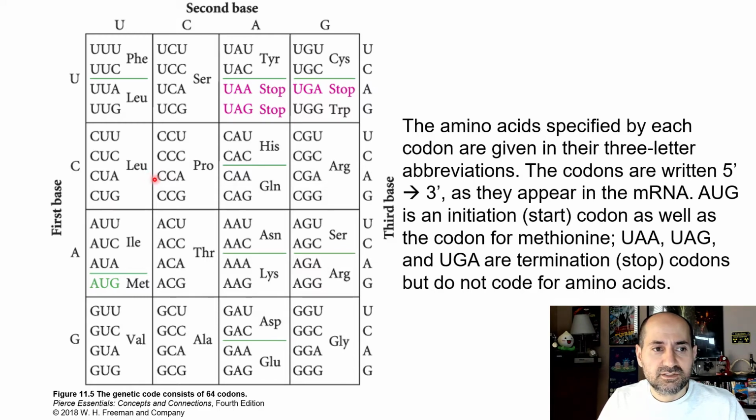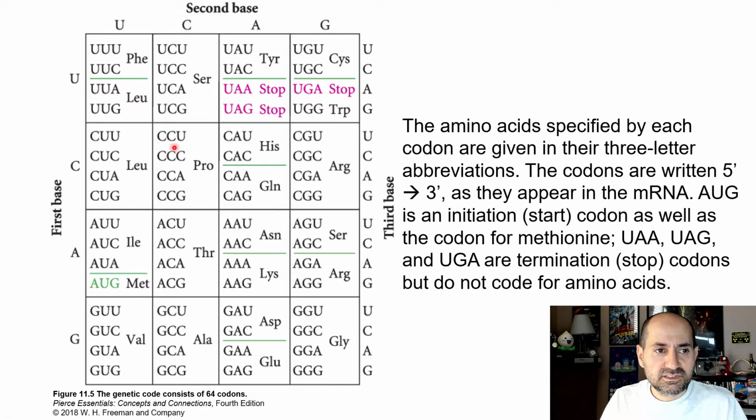Now, another thing about the genetic code is that although it's redundant or degenerate, it's not ambiguous. What does that mean? CCC only codes for proline. It will not code for anything other than proline. Does that make sense? There's no ambiguity here. CCC codes for proline, period. It's not going to code for leucine. It's not going to code for anything else. So although the genetic code is degenerate, it is not ambiguous, right?